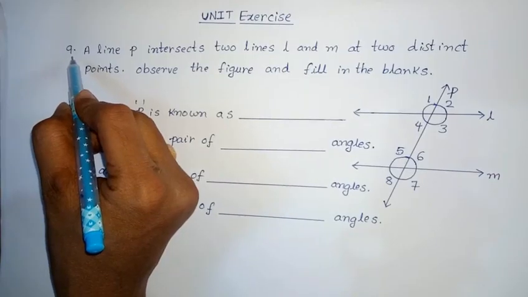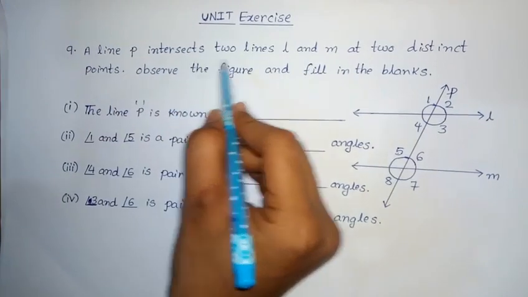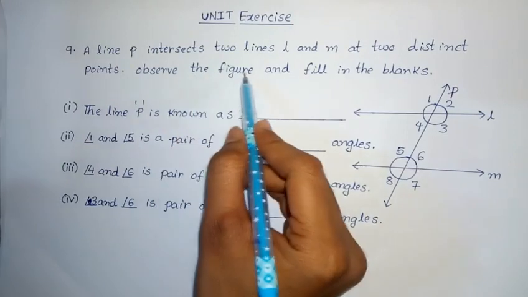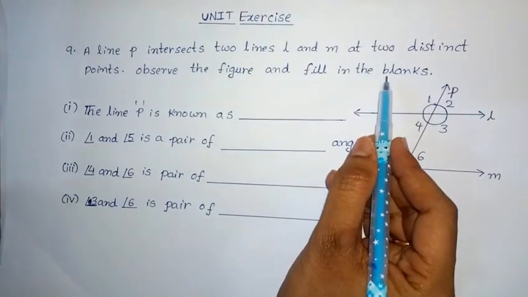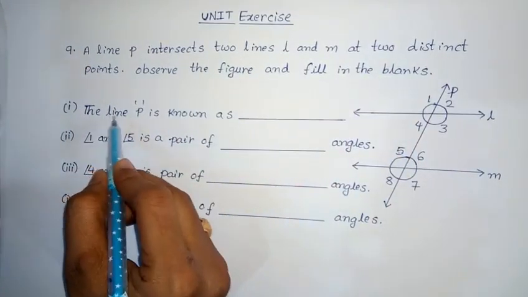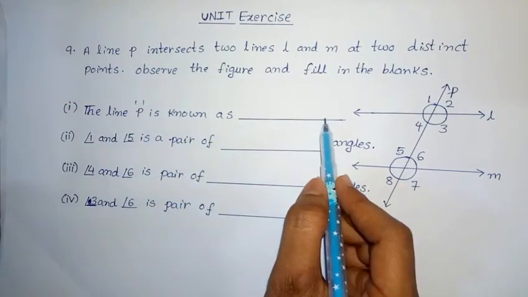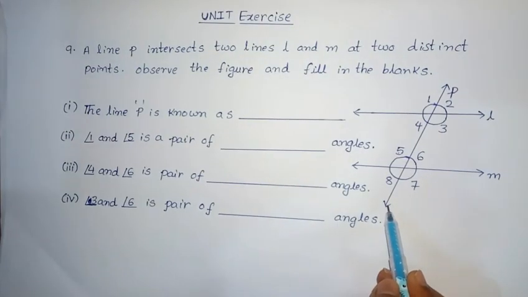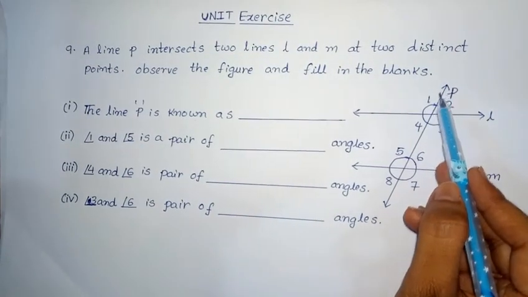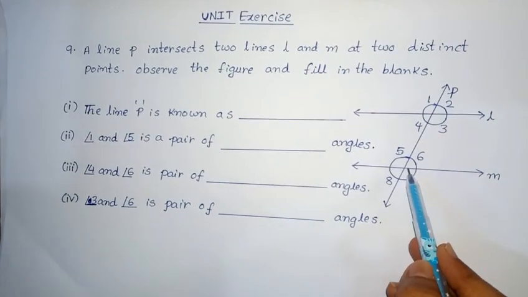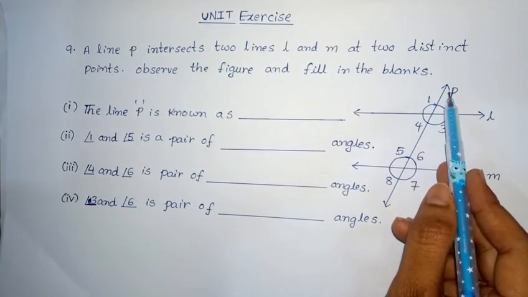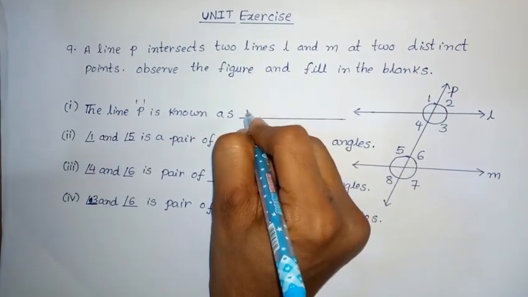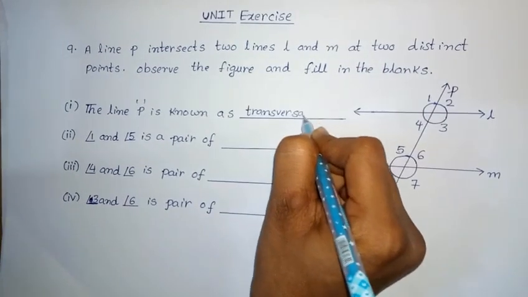Next problem, the 9th one. A line P intersects two lines L and M at two distinct points. Observe the figure and fill in the blanks. First one: the line P is known as dash. This is the line P in this figure. This line P intersects the lines L and M at two distinct points. So the line P is known as a transversal line. The answer is a transversal line.